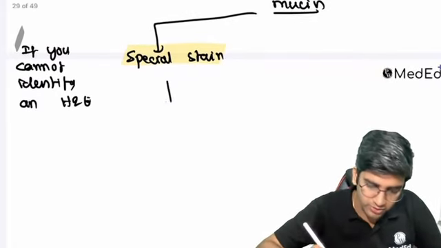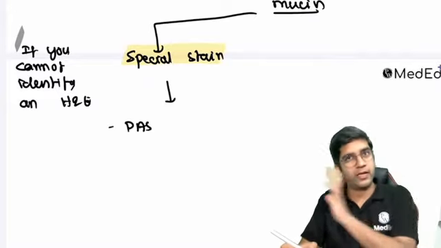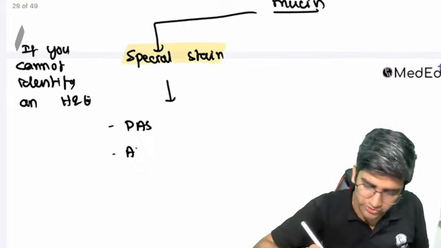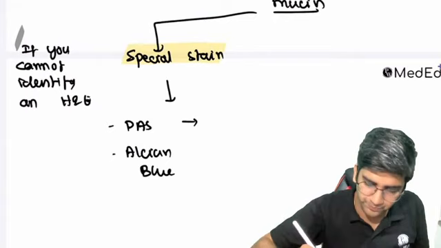The special stain here is two stains. I want you to remember this. This might not be given in Robbins in the first chapter. It might be given somewhere else, but it's important from an MCQ point of view, right? I have two stains here. I have Alcian blue and I have PAS.